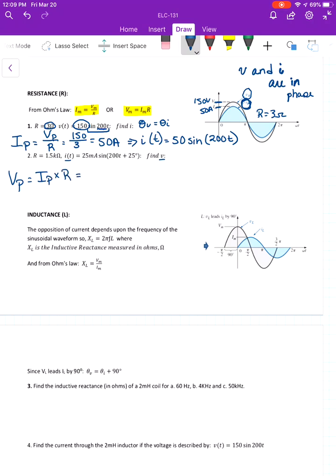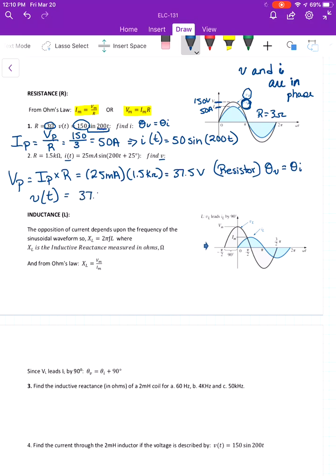Remember, Ohm's law still applies in AC. So we've got 25 milliamps of current. That's our peak current times 1.5 kiloohms of resistance. So we have 37.5 volts there. Since this is a resistor, that means that the phase shift of my voltage equals the phase shift of my current.